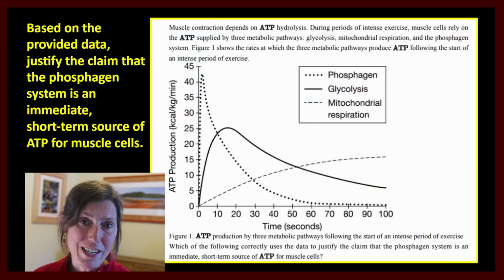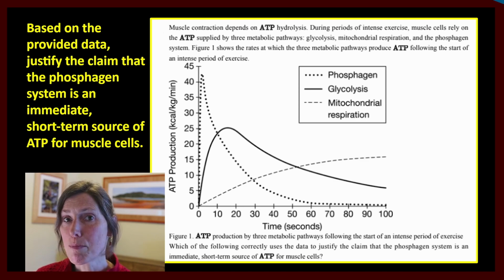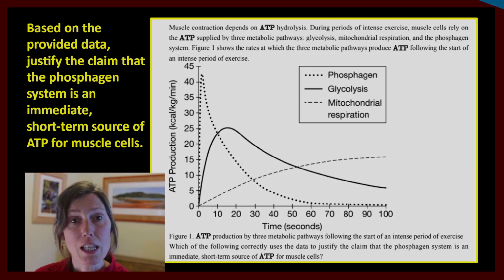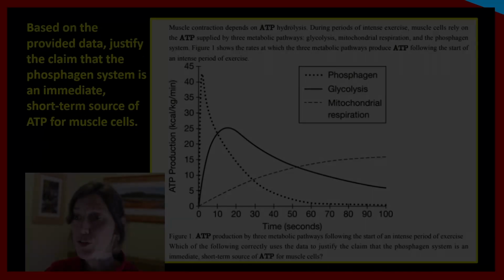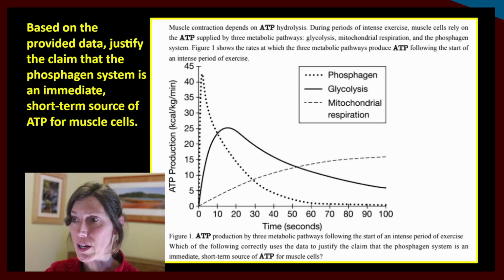We are now ready to start with our AP biology questions. Let's start with this first one. Muscle contraction depends on ATP hydrolysis.